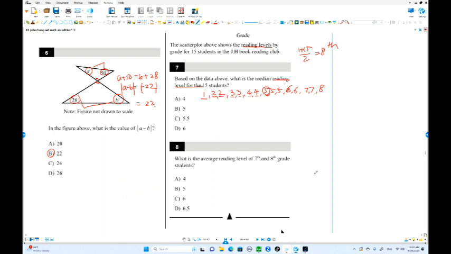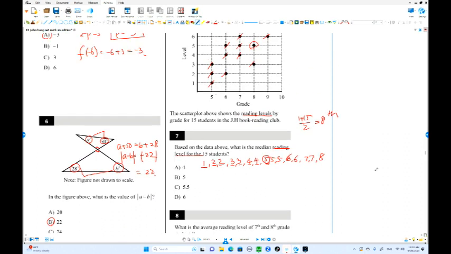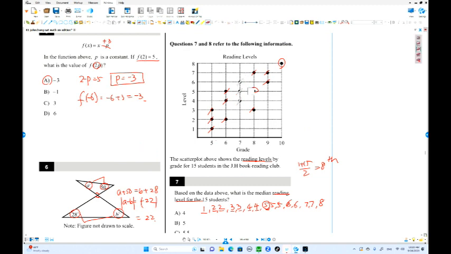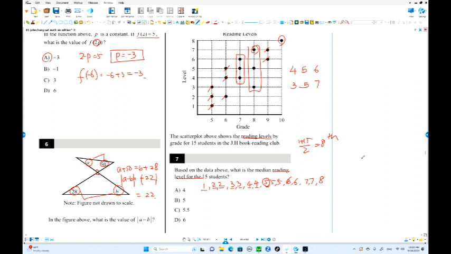What is the average reading level of 7th and 8th grade? You are talking about 7th and 8th grade. 7th grade over here, 8th grade over here. In 7th grade the reading levels are 4, 5, and 6. But 8th grade is 3, 5, and 7. Level 7, okay? So what is the average of this one?